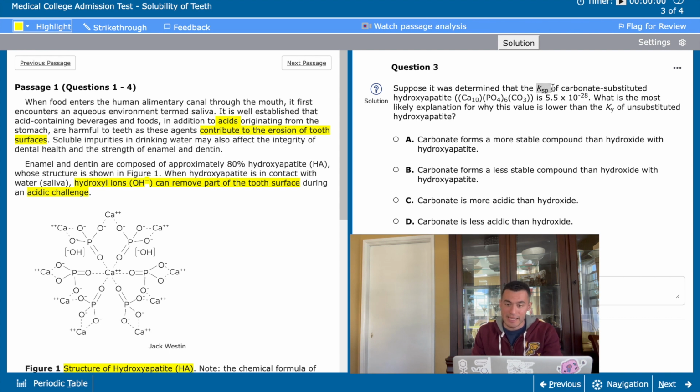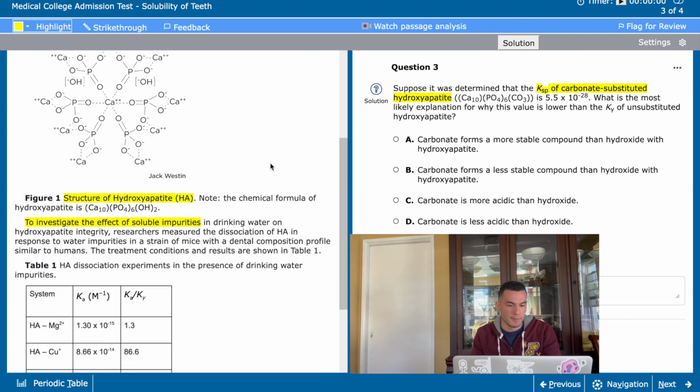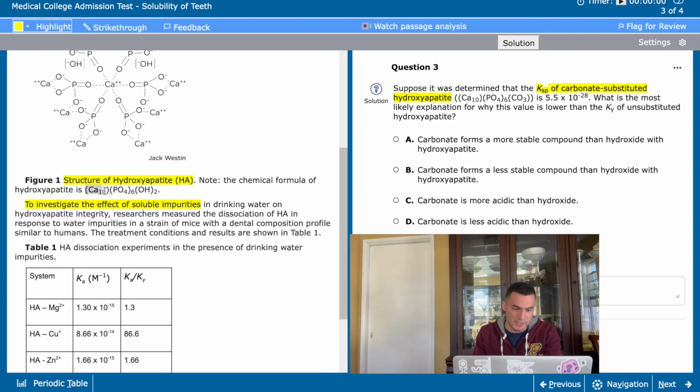Suppose it was determined that the Ksp of carbonate substituted hydroxyapatite. So keep in mind that the normal hydroxyapatite had phosphate and actually had hydroxide. But in this case, they're putting carbonate right here. And note the hydroxide is OH minus, so you need 2 of them. Whereas with carbonate, it is CO3 2 minus, so you only need 1 ion. Anyway, they're saying that the Ksp is 5.5 times 10 to the negative 28. What is the most likely explanation for why this value is lower than the Ky of the unsubstituted hydroxyapatite?